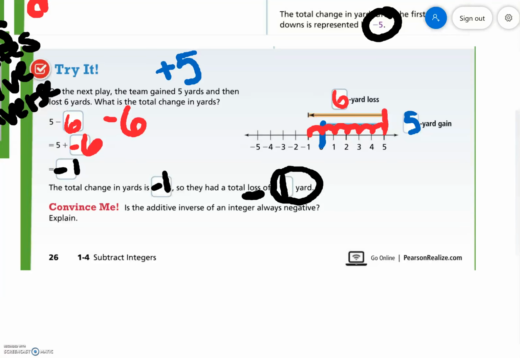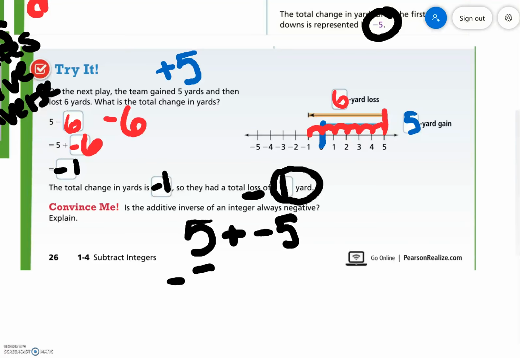Is the additive inverse of an integer always negative? I've been using opposite a lot. I'm going to start saying additive inverse so we get used to the vocab word. So usually I'd say, what's the opposite of 5? And you'd say negative 5. Now I'm going to say, what's the additive inverse of 5? And you still say negative 5. So yeah, here the additive inverse is negative.